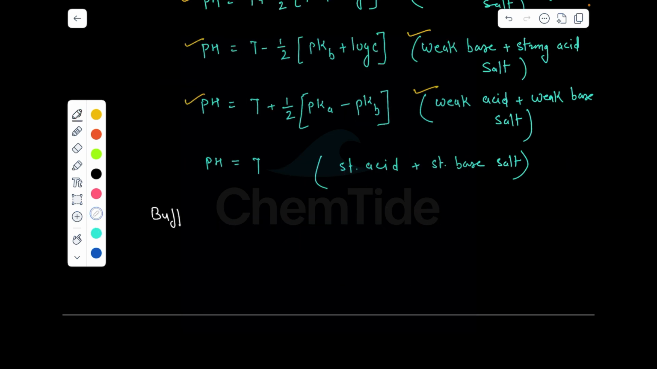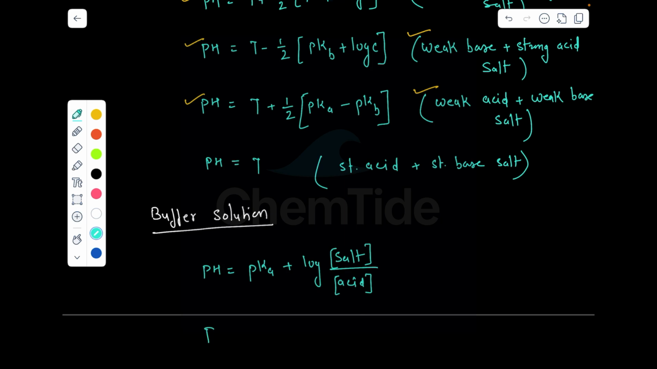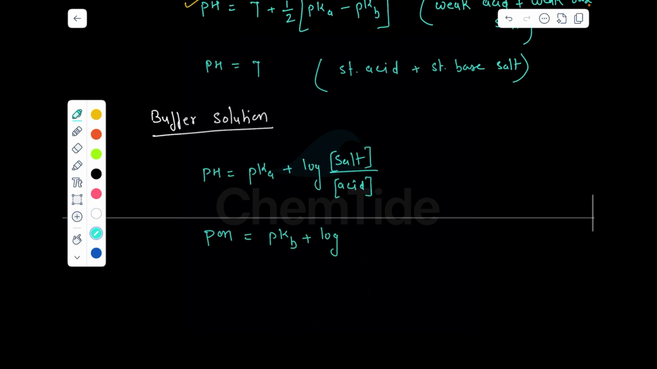Next comes the buffer solution. Buffer solution is of two patterns, acidic buffer and basic buffer. For acidic buffer, you have pH equal to pKa plus log of salt concentration by acid concentration. And for basic buffer, pOH would be equal to pKb plus log of salt concentration by base concentration.